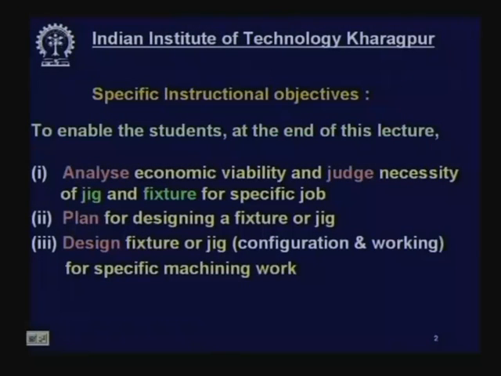Now, what are the specific instructional objectives today? Analyze economic viability and judge necessity of jig and fixture for a specific job. Whenever we get a task, we should decide whether we should go for jig and fixture. That is to be decided with analysis. Then, if decided that a jig or fixture should be used, we have to make a plan for designing it. Next is to design fixture or jig configuration and working principle for some specific machining work.